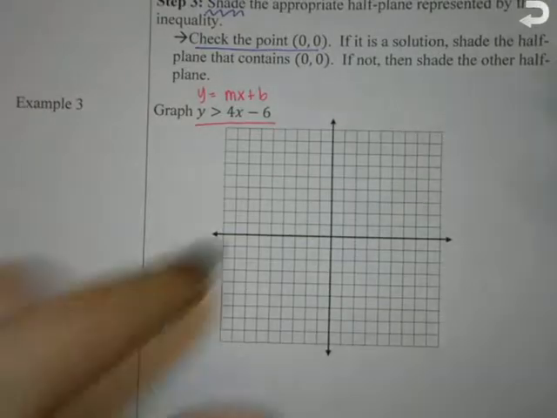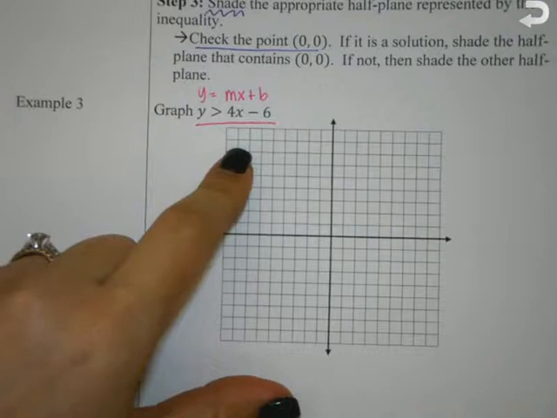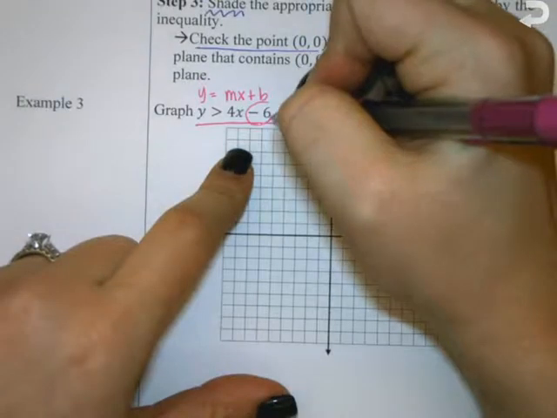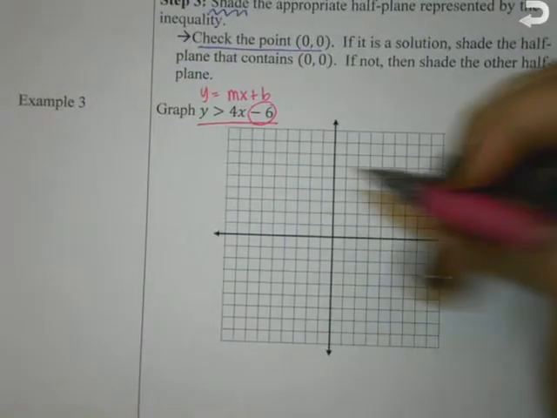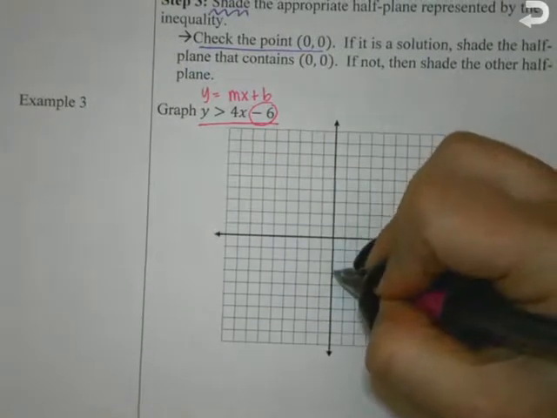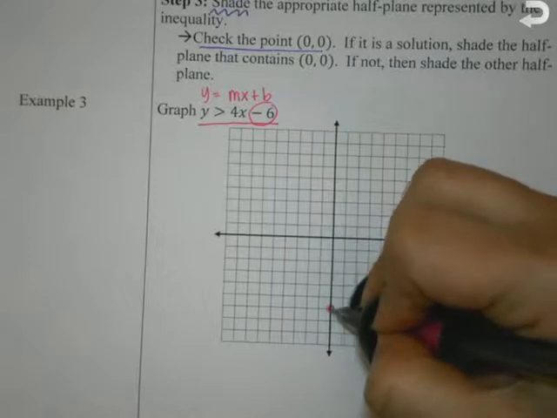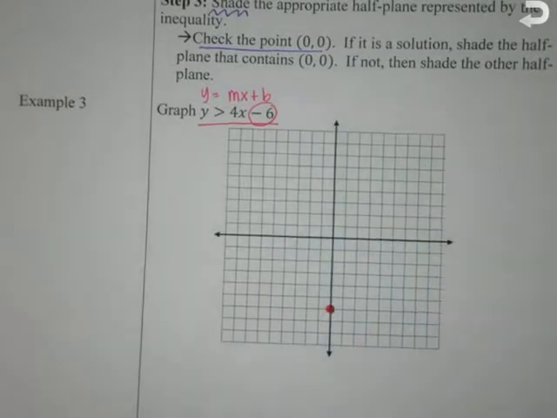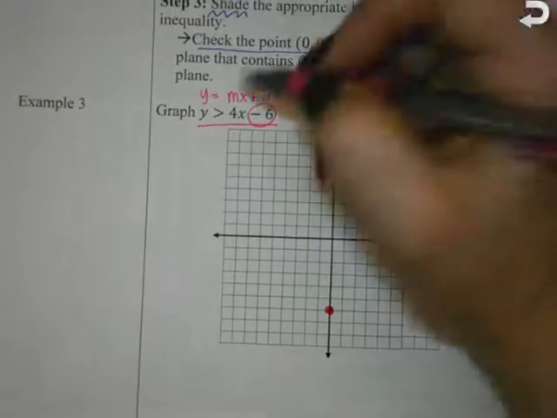What is my y-intercept, guys? Negative 6. So you're going to go down 6 spaces for me. 1, 2, 3, 4, 5, 6, and put a point there. And then from there, we count our slope. Ladies and gentlemen, what is my slope? 4 or 4 over 1.